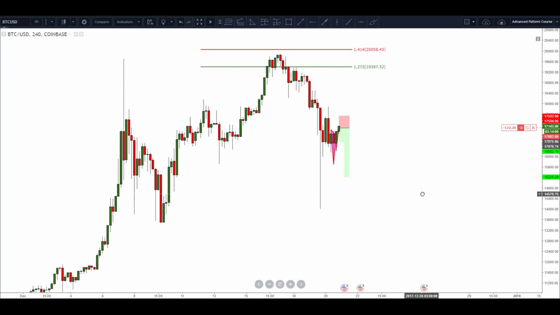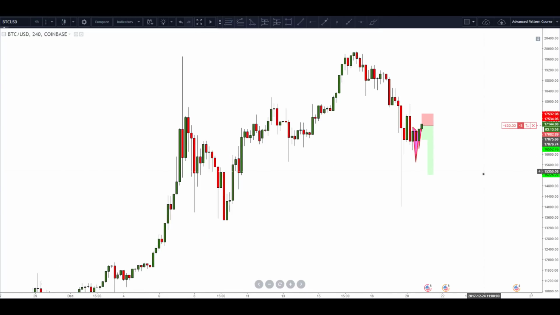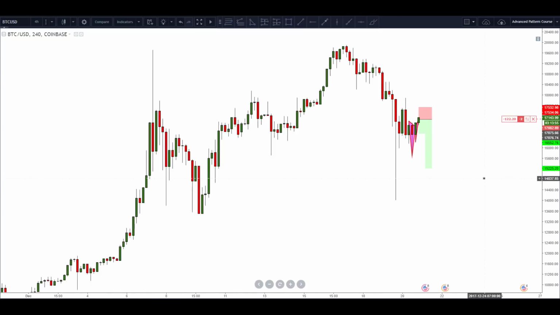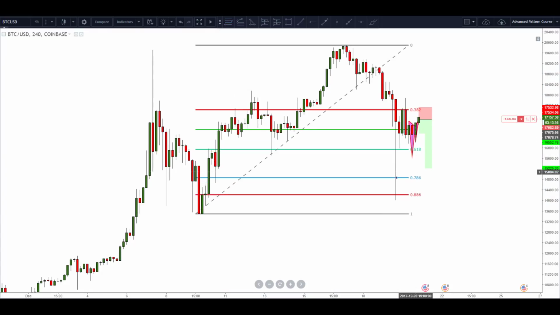So with Bitcoin on the 4-hour time frame, we actually just had a really nice advanced pattern set up here on this chart. We had what's called an advanced cipher pattern, and for those of you who are not very familiar with advanced patterns, as I said earlier in the video, these are advanced forms of technical analysis that we can use to predict market moves. And for the advanced cipher pattern, we look down here at this blue line, our 786 retracement for entry.